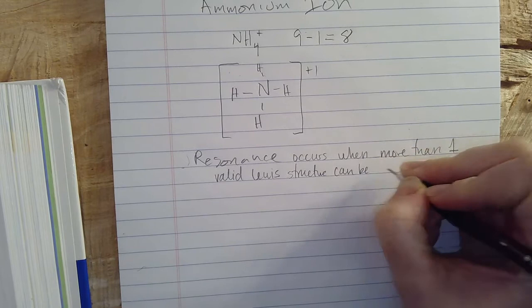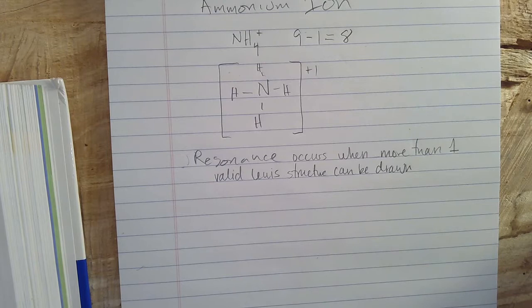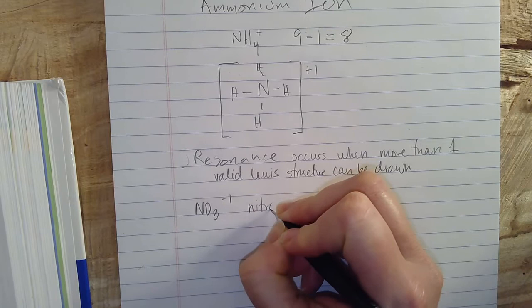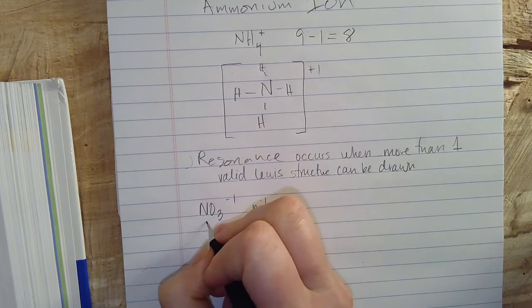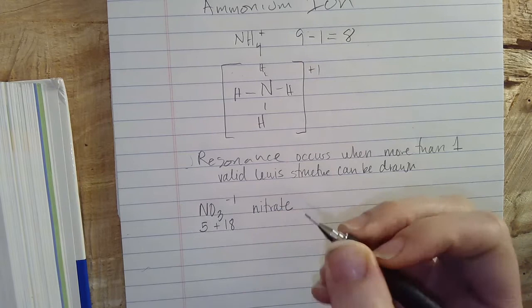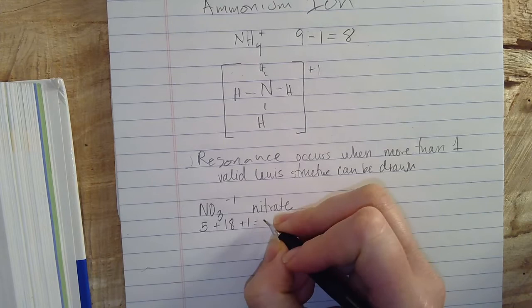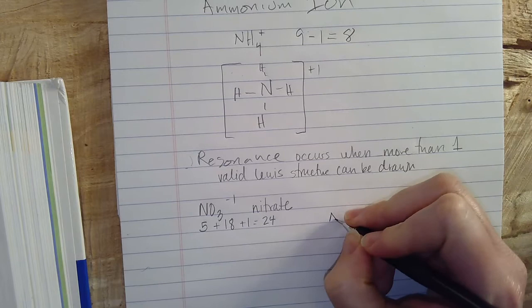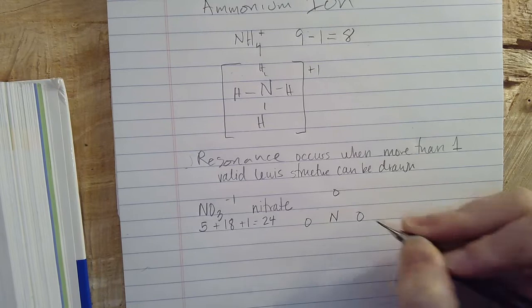The textbook gives an example of CO2 and a couple different structures that can be drawn for that, and also NO3-1, which is nitrate. I'm going to give you an example of NO3-1, nitrate. Okay. If I add up the total number of valence electrons, nitrogen has 5, each oxygen has 6, so that's 18, and then the minus 1 charge means that one electron was gained, so that's a total of 24 valence electrons that we're going to draw. Nitrogen is the central atom, and I'm going to put the 3 oxygens around it.